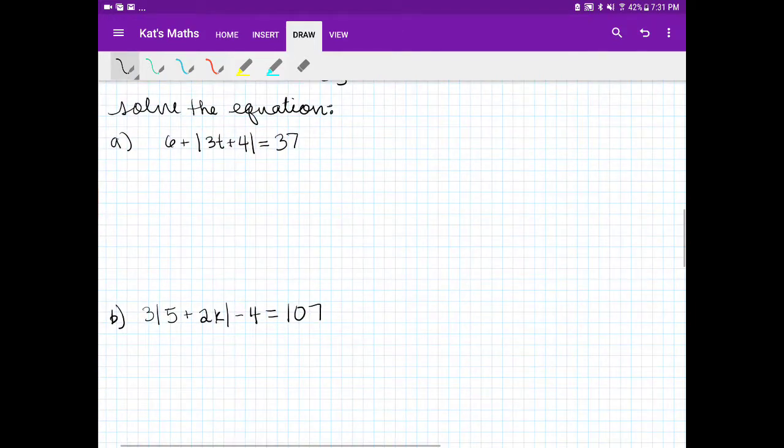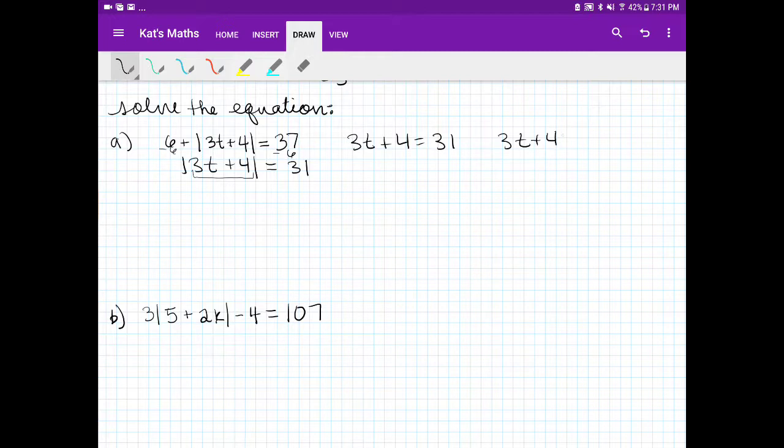Next, we're going to just solve the equations. So here I have 6 plus the absolute value of 3t plus 4 is equal to 37. So we want to get the absolute value alone. We'll subtract 6 from both sides. And then we're going to set this equal to the positive and negative. So 3t plus 4 equals 31, and 3t plus 4 equals negative 31. And then solve for t.